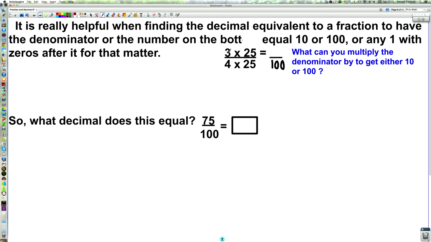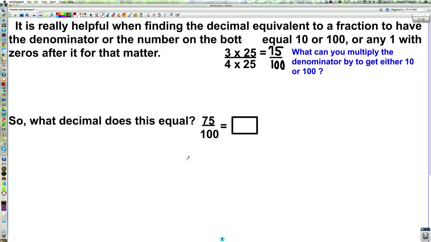Okay, so what's 3 times 25? Well, it's going to be 25 less than 4 times 25. So what's 100 minus 25, or 3 times 25? It is 75. So what decimal is equivalent to 75 hundredths?